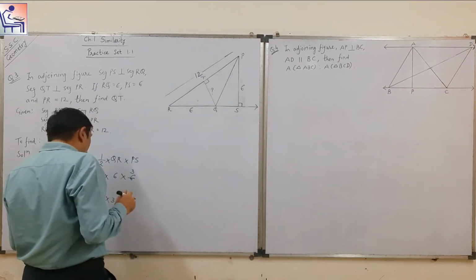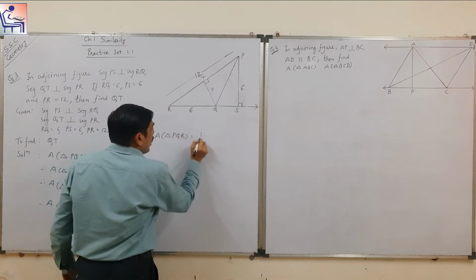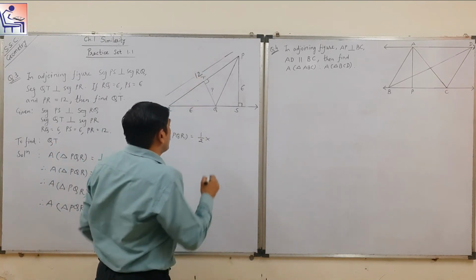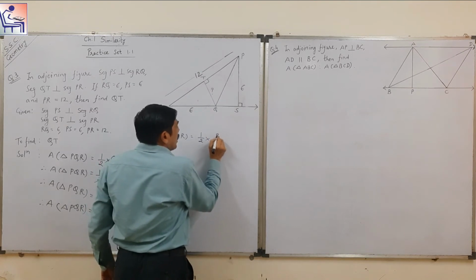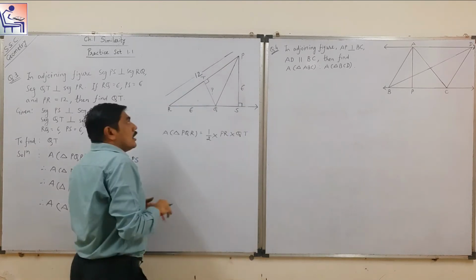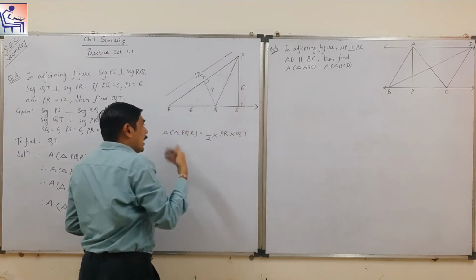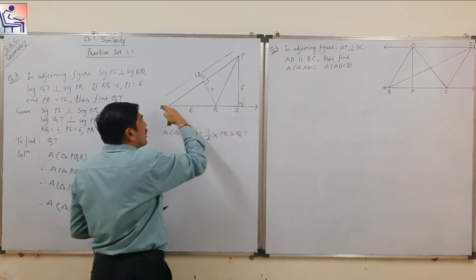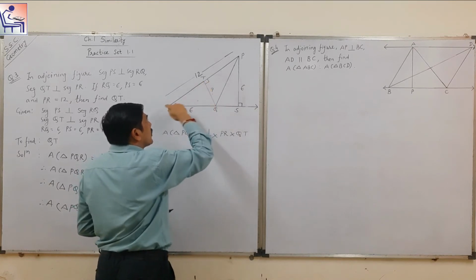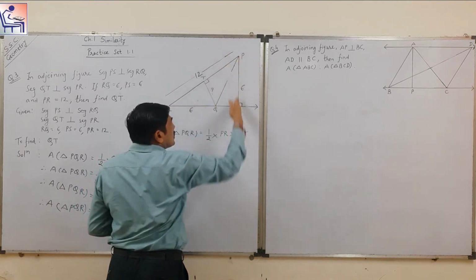Now this same value we will utilize again. Area of triangle PQR is equal to, again we will see that this is the base and this is height. So half into PR, this is the base, and this is height, into QT. In this triangle, the first time we took this base and this height. Once we got the area of triangle PQR, then we took this base and this height, because this is 90 degrees, so we can consider this as a height and this as a base. And if you see from here, then this is the base and this is height.